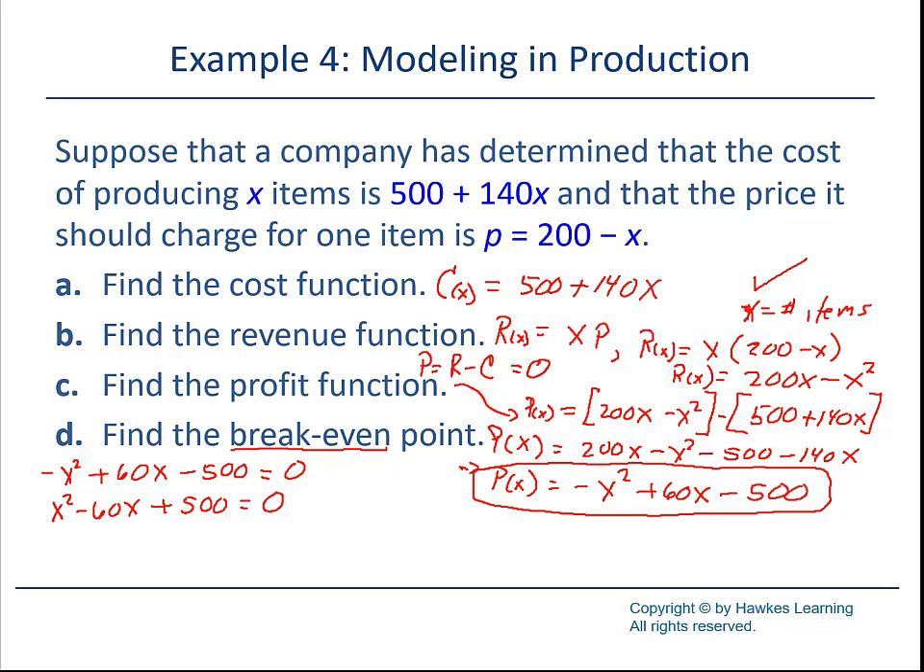Now you could use the quadratic formula, or you could factor it. Fortunately, it's not too hard to factor. X minus 10 and x minus 50 will be factors of x squared minus 60x plus 500. Set each of those factors equal to 0. X equals 10 from this one. X equals 50 from this one. So, our answer.